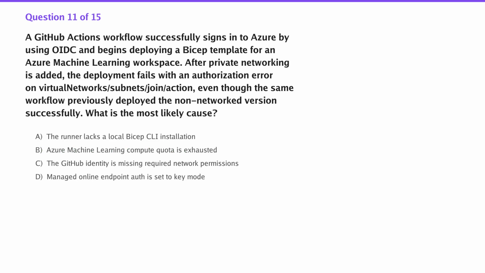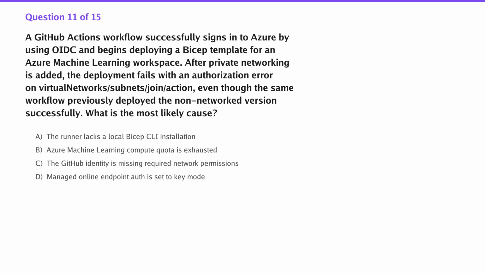A GitHub Actions workflow successfully signs into Azure by using OIDC and begins deploying a Bicep template for an Azure Machine Learning workspace. After private networking is added, the deployment fails with an authorization error on virtual networks/subnets/join/action, even though the same workflow previously deployed the non-networked version successfully. What is the most likely cause?